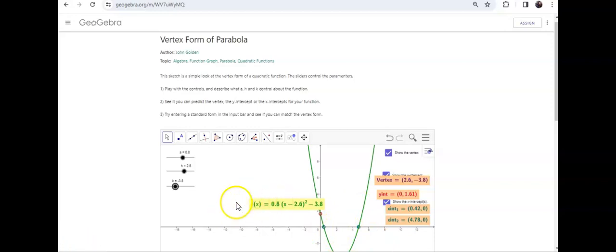Please watch the second part of this video for the actual transformation of the standard form of the quadratic function into its vertex form. Thank you so much for watching, and we hope that you have learned something.